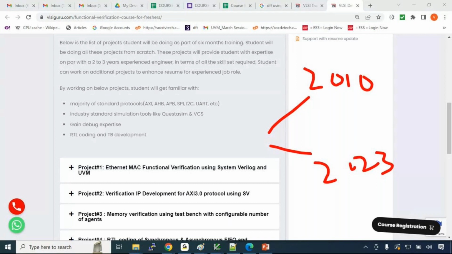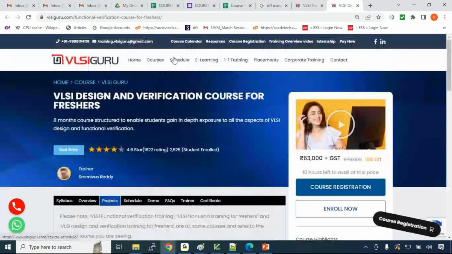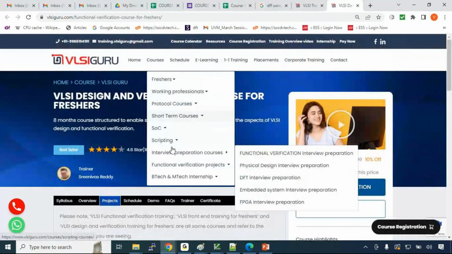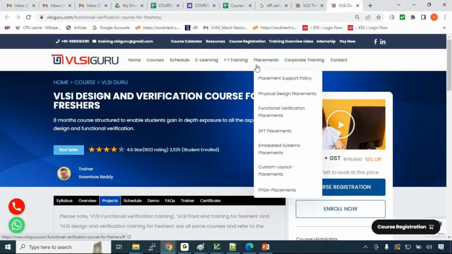For me, the advantage is it creates more projects for me actually. So when I do that, this kind of projects gets built up for me: DMA controller, Ethernet MAC, USB core. More projects get created. So after another year, I may do a new project, which increases my list of courses also. Yeah, I hope it answers your question.